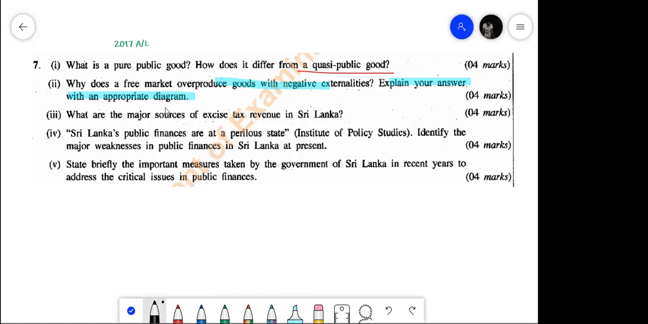And then comes a little bit of a disaster here, right? So what are the major sources of excise tax revenue in Sri Lanka? Now, we don't dig deep into excise tax in our syllabus. So what kind of examples do we have, guys? What are the major sources? Okay, so vehicles, petrol, cigarettes, alcohol. So these could be the answers, right? You have these kind of things on vehicles, on petroleum, on tobacco, that is cigarettes, and then liquor and stuff, that is alcohol. So those kind of things can be your answers.